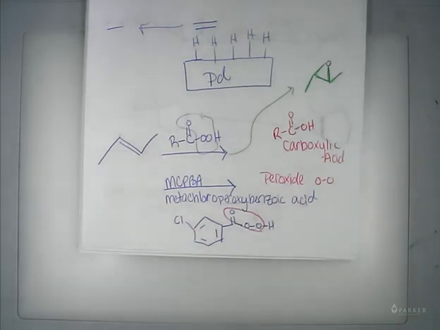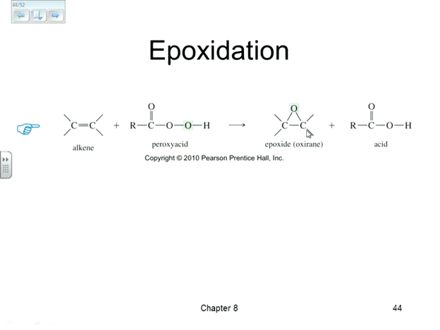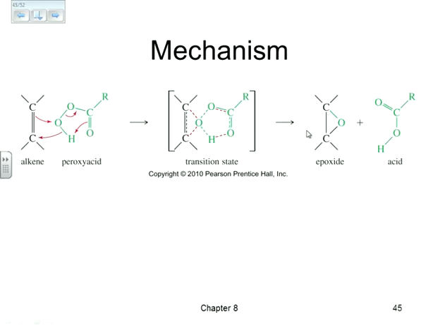Now let me show you. This again is not a mechanism you need to know. But let me see if it has it on here so you can see kind of what's going on. Yeah, here it is. So you see here, here's my C double bond O, OOH. So this is my peroxy acid. Now remember, when we formed the triangle with the bromine, what happened? The double bond attacked the bromine, right? And at the same time, bromine attacked the double bond.